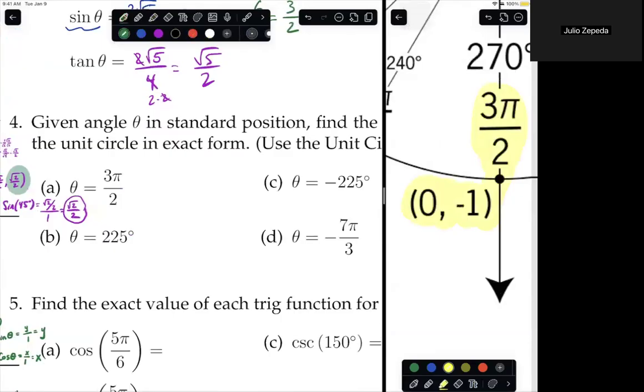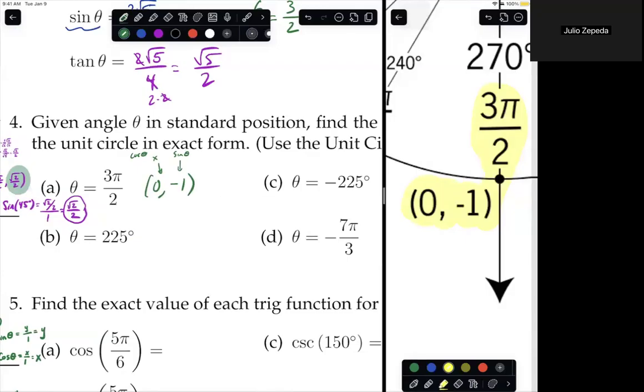This exercise is just to get us comfortable with finding the associated point. Now, we said that the x value is going to be the cosine of the angle, 3 pi over 2, and the y value is going to be the sine of the angle, 3 pi over 2. But for right now, we don't need to know that for this problem. All we need to do is find that associated point.